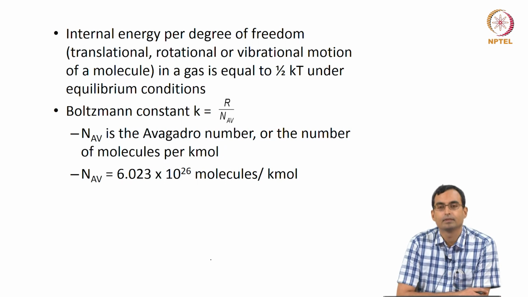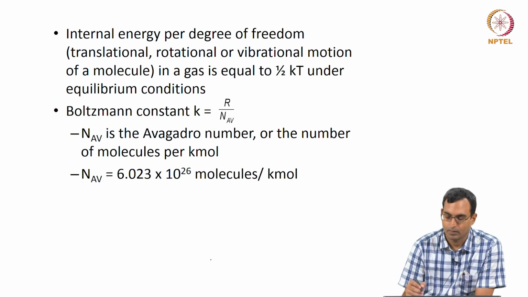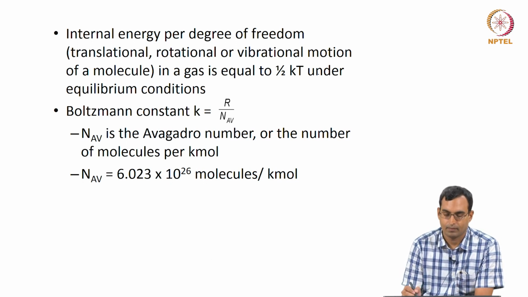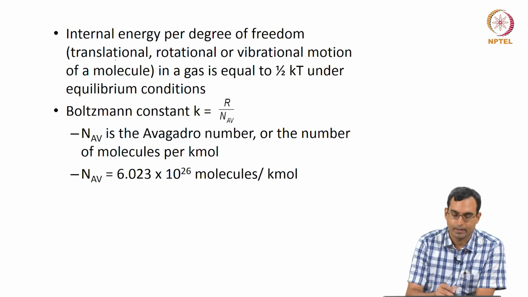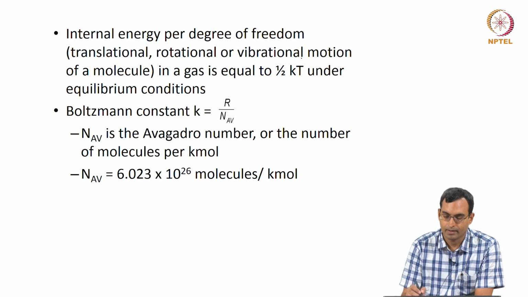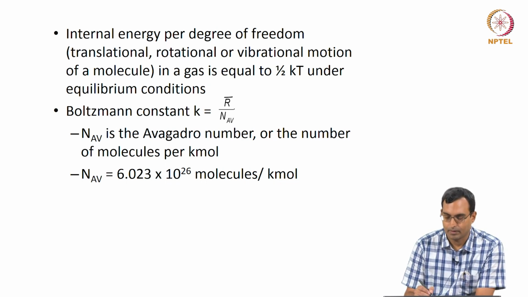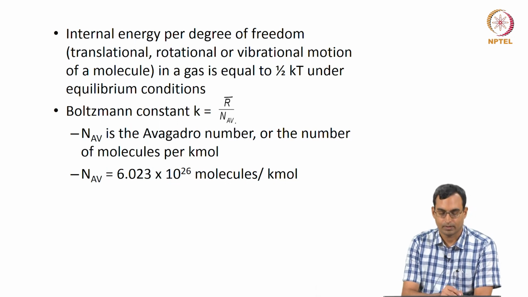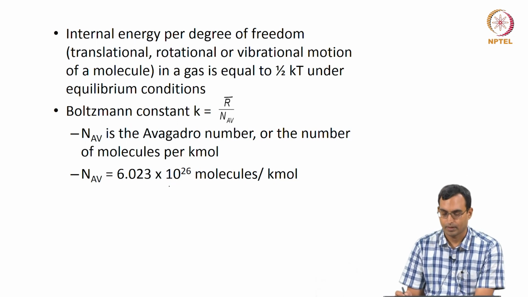The internal energy per degree of freedom in a gas from kinetic theory is equal to half into kT under equilibrium conditions. The degree of freedom refers to how many ways in which this molecule is free to move. It can be either translational, rotational or vibrational motion of a molecule. And k over here is the Boltzmann constant, given as the universal gas constant divided by the Avogadro number, which is essentially 6.023 into 10 to the power 26 molecules per kilomole.